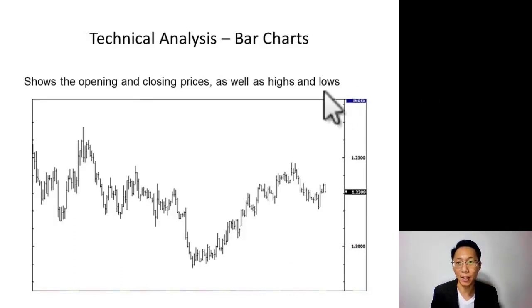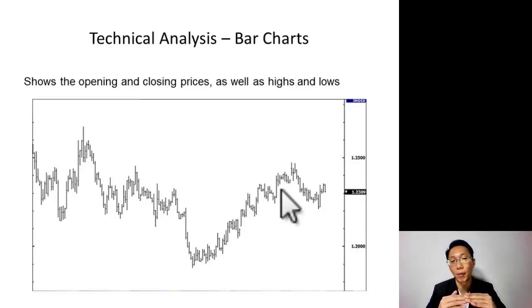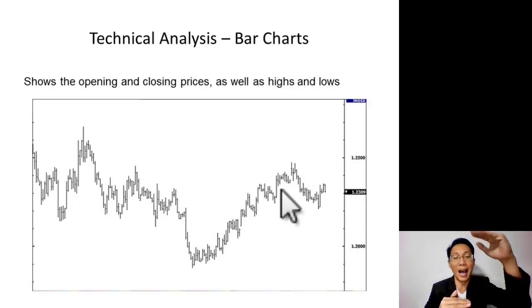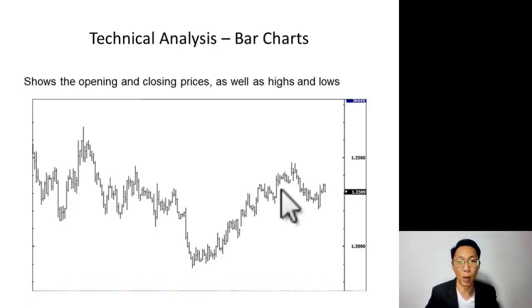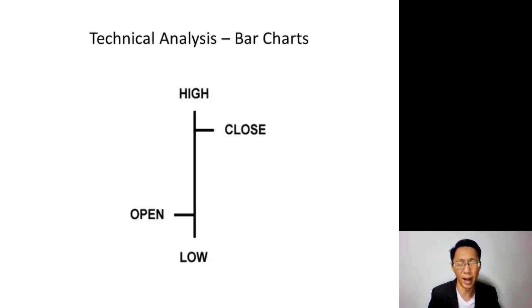Okay, next we have the bar charts. Right, so bar charts show us the open and closing price as well as the high and low. So in one time period, for example, if this is an hourly chart, each bar is 1 hour. Right, so in 1 hour, we know what's the opening price, what's the closing price, what was the highest price it reached within this hour, and what was the lowest price it went to within this hour. So these are all the information in one bar.